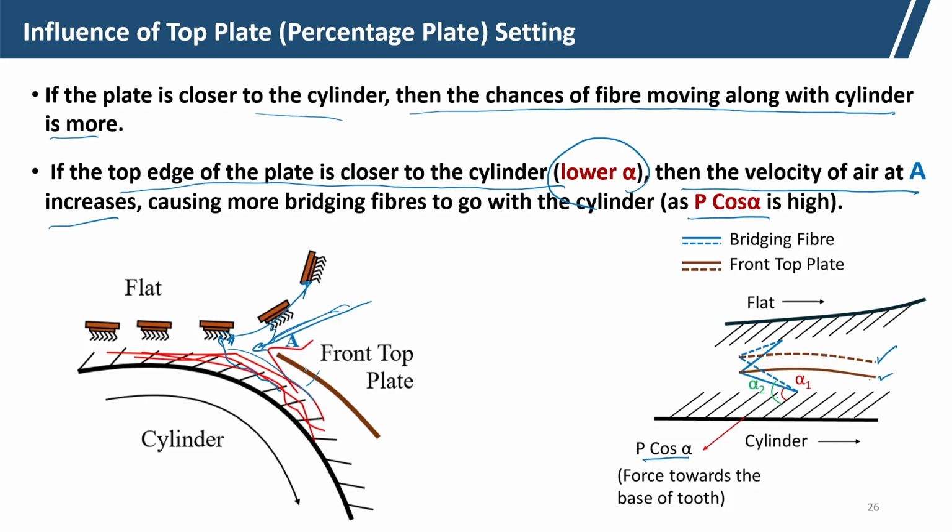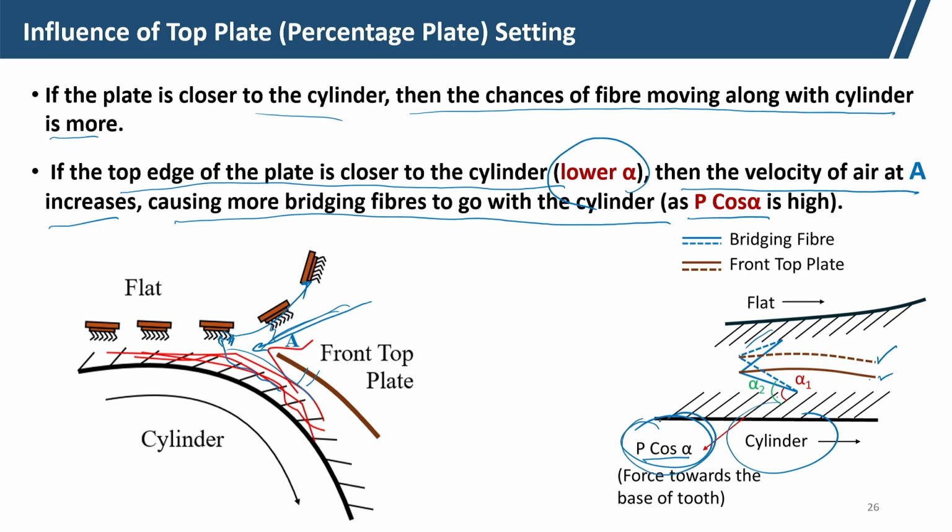When it is lower, that means the opening will be high. So, the velocity of air is increased, causing more bridging fiber to go to the cylinder. These bridging fibers are there due to the lower angle. P cos alpha will be high, that means the force towards the cylinder clothing is high. So, bridging fiber will be pulled away from the flat, and it will go towards the cylinder surface.